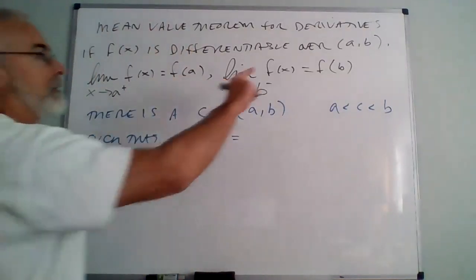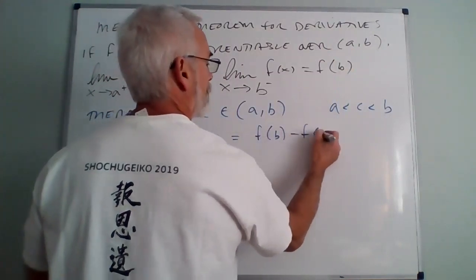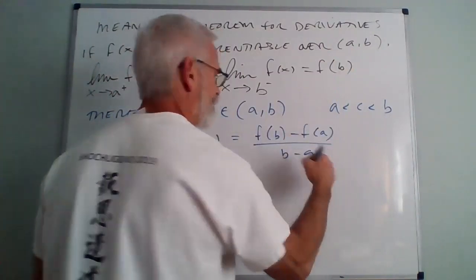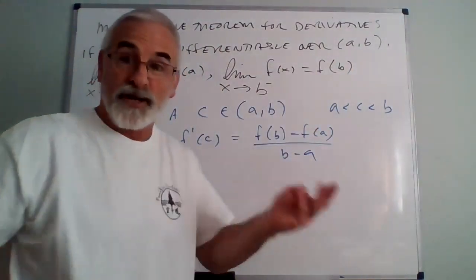now what is the slope of the secant line? Well, it'd be change of y over change of x. This goes back to baby algebra. That's the definition of slope. That's delta y over delta x. That's rise over run.